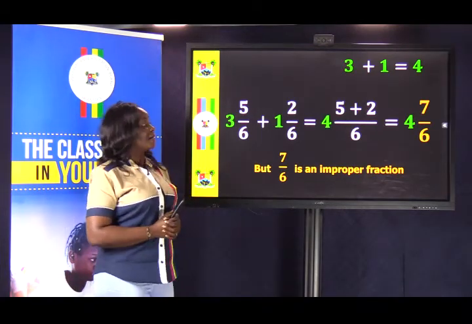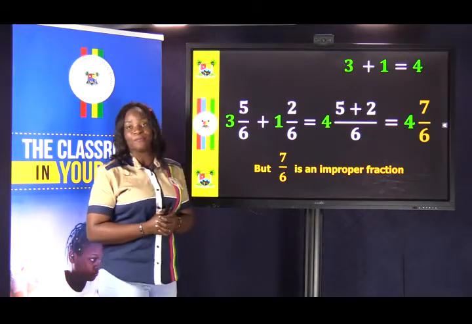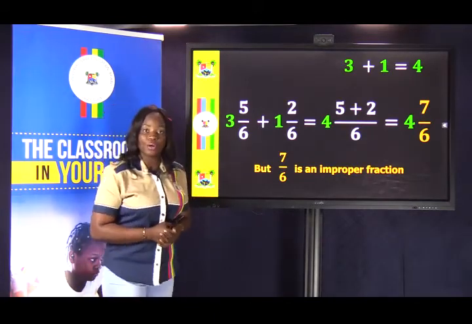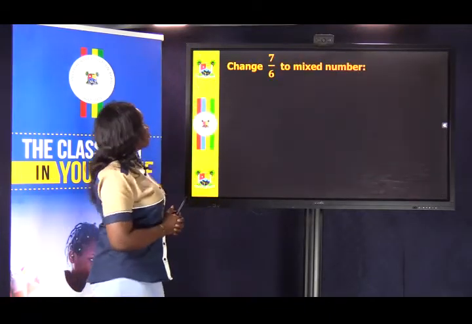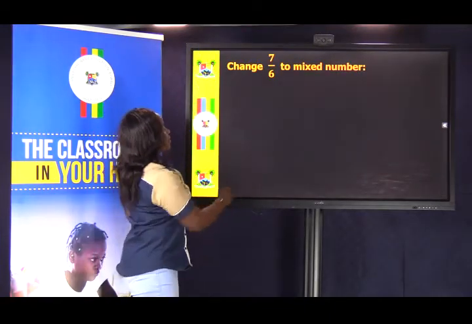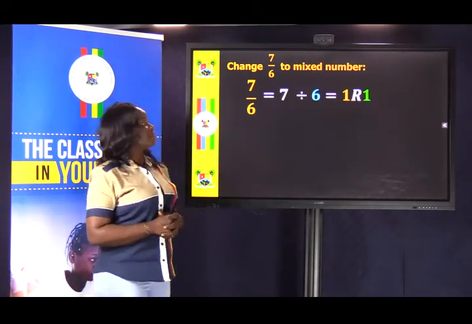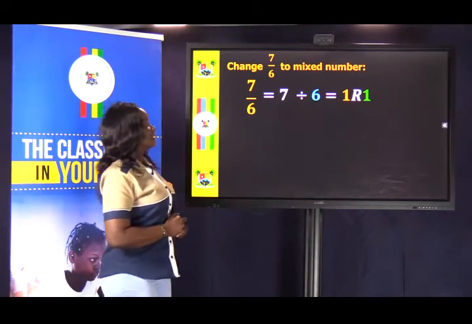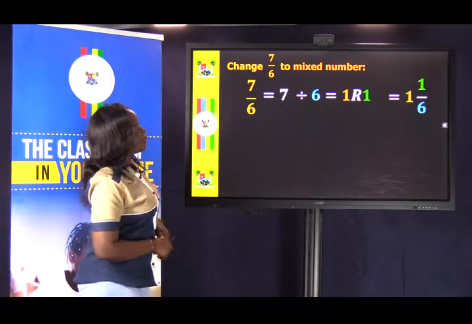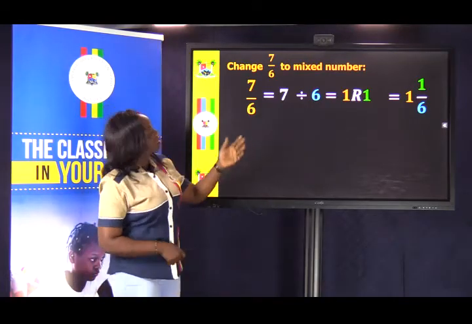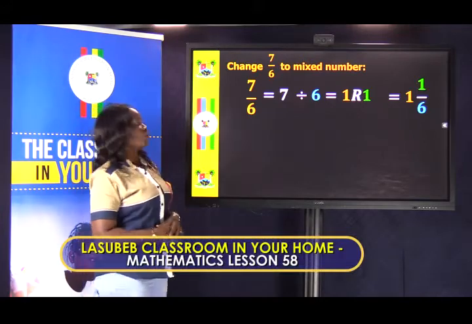Remember, a mixed number should have a whole number and a proper fraction, not a whole number and an improper fraction. So you change 7 over 6 to a mixed number. That is equal to 7 divided by 6. When you divide 7 by 6, you have 1 remainder 1. So your answer will be 1 whole number 1 over 6.